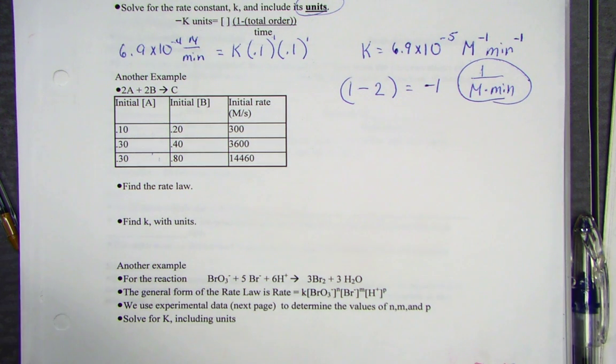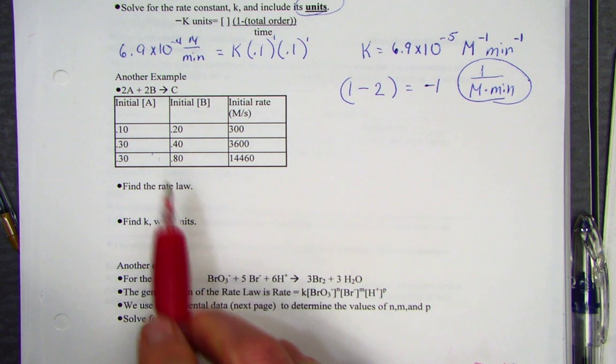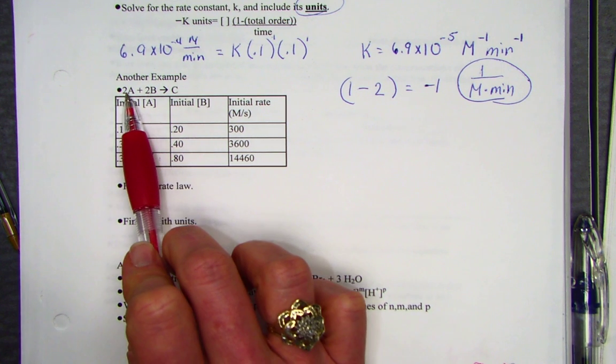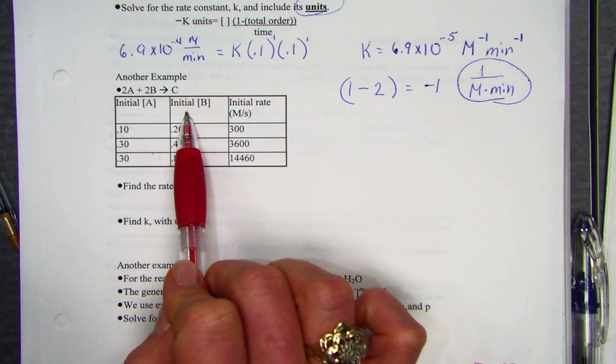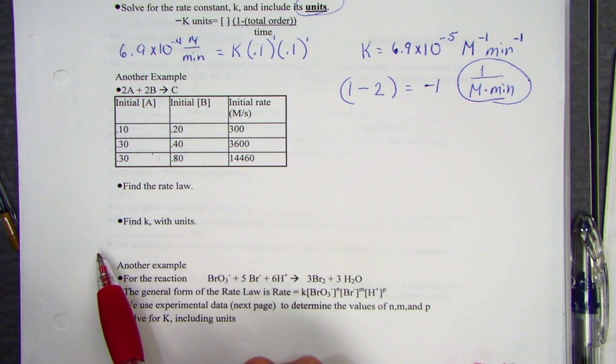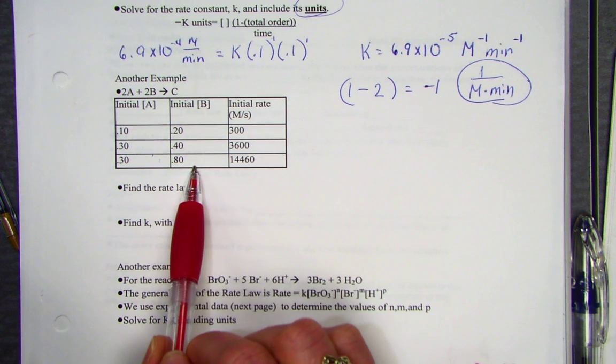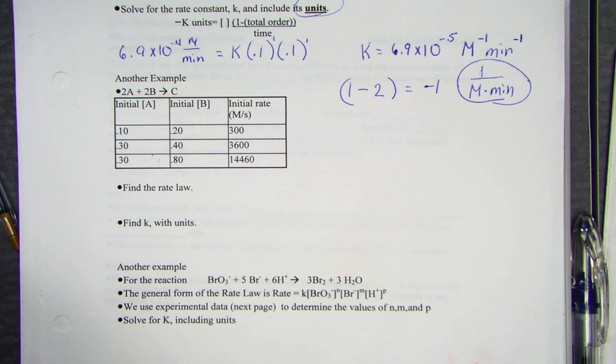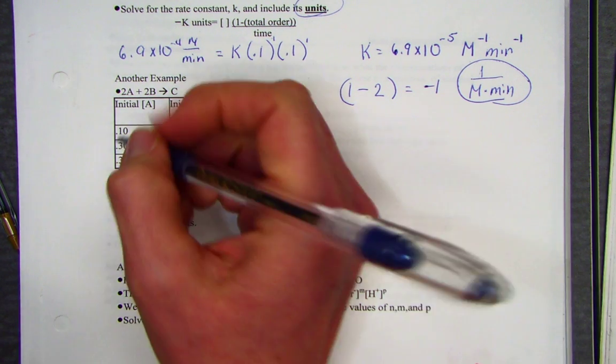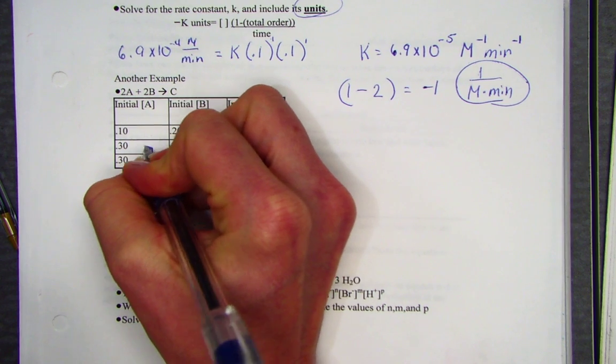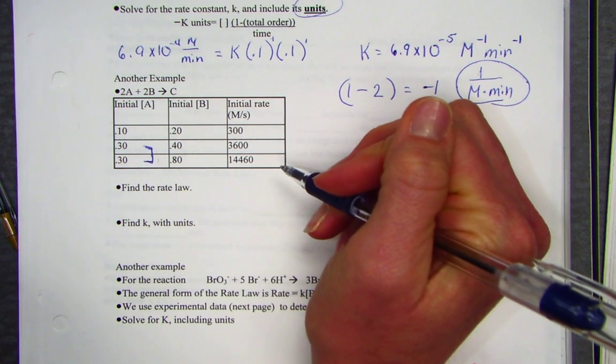Let's see how you've done with this example. I notice that we have initial concentration of A, initial concentration of B, and an overall rate. I start looking through the data table to find, do I see a place where one of the reactants is held constant while the other changes? And that's the place I go to first. I'd like to hold one concentration constant so that it's not influencing the rate.